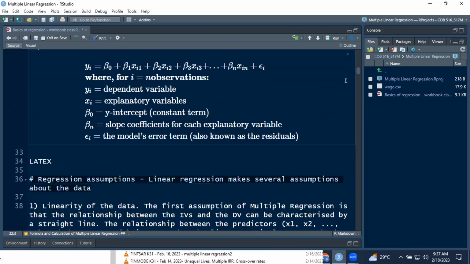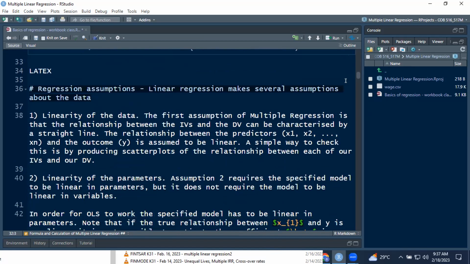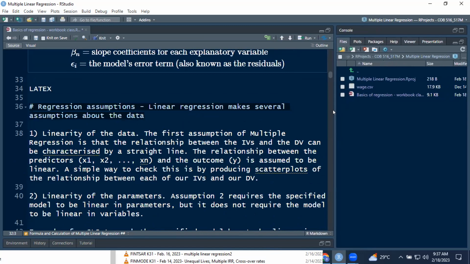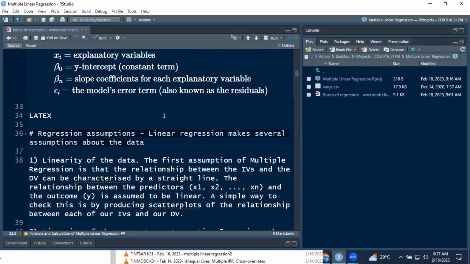All right, so let's take a look at certain assumptions. Okay, these are very important for us to know. There are certain assumptions as far as multiple linear regression is concerned. The first assumption is the data should be linear. The relationship between your y and your x's should be linear. So let me once again explain that.